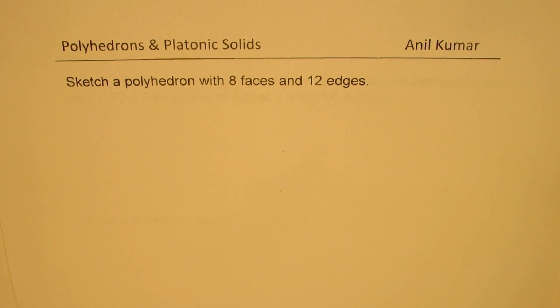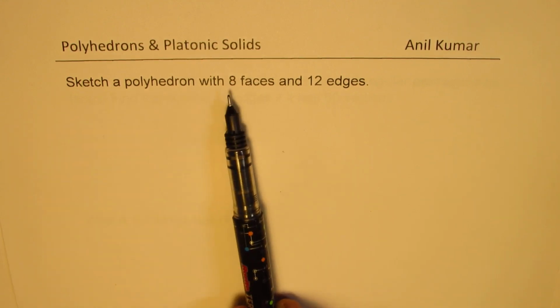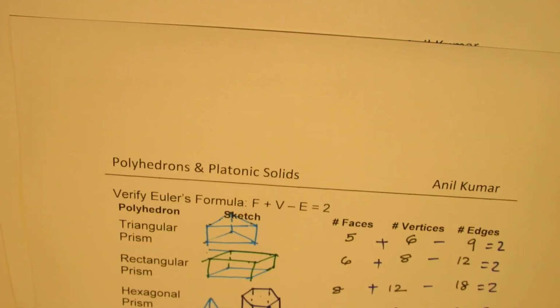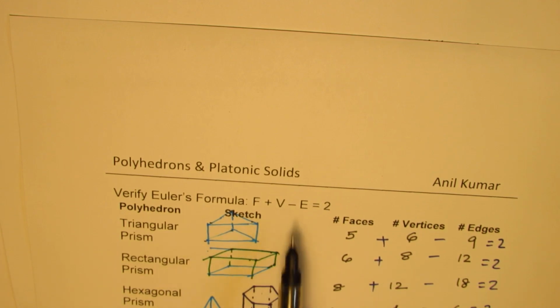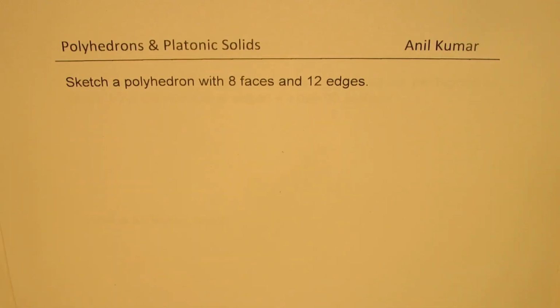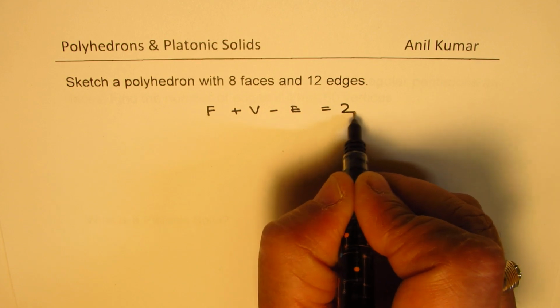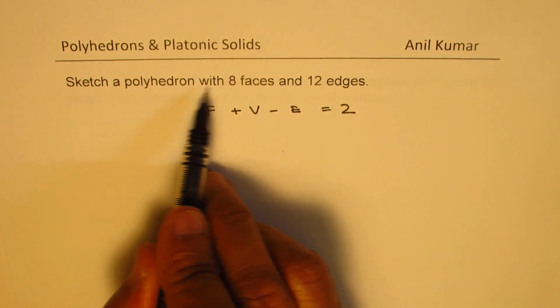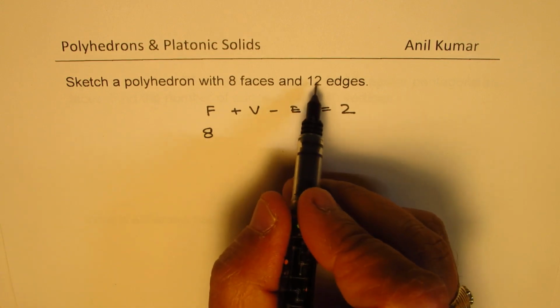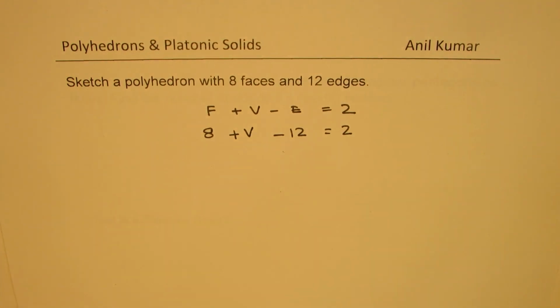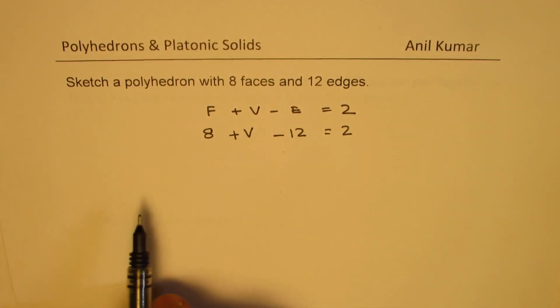Now, we'll talk about sketching a polyhedron with 8 faces and 12 edges. How can we do that? The important thing here is to figure out how many vertices. So let's get back to this formula. Face plus vertex minus edge is 2. We are saying to sketch a polyhedron with 8 faces and 12 edges, so 8 plus V minus 12 is 2. We need to find how many vertices there are.